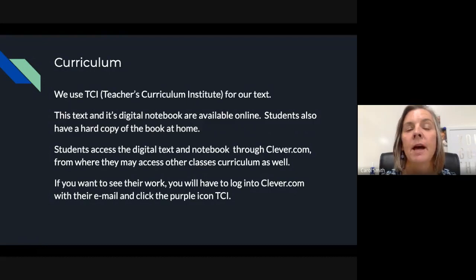Clever.com is a platform in which Sonora High's web-based curriculum is housed. So the students only have to remember that one login, clever.com, to get to all of these resources. Once you are there, there's a purple icon called TCI. Once you open that, it will bring you to your student's work, your student's notebook and textbook.